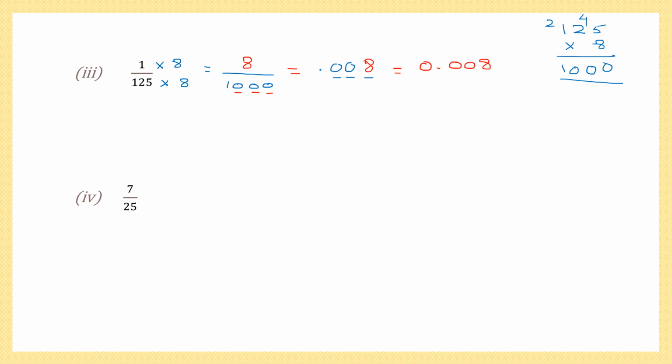Question 4. 7 by 25. 25 into 4 will give me 100, which is a higher power of 10. So let me multiply my numerator also by 4. 7 4s are 28. So now I have 28 by 100. Let me write 28 as a whole number. Let me check the number of zeros in my denominator. There are 2, so my point moves 2 places to the left and then I put a point. So my final answer is 0.28.